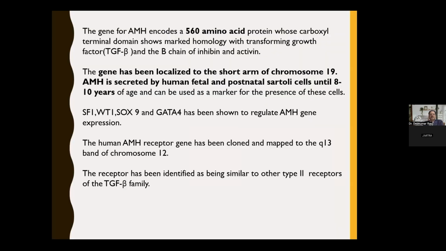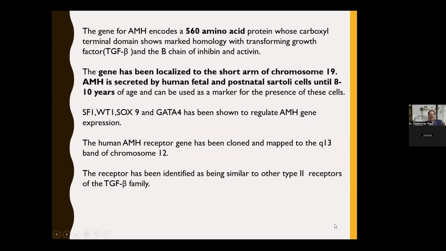Now the second part of our topic is the importance of AMH, or anti-Mullerian hormone. Basically, we should explain a few things which are very important here. These are the genetic aspects.